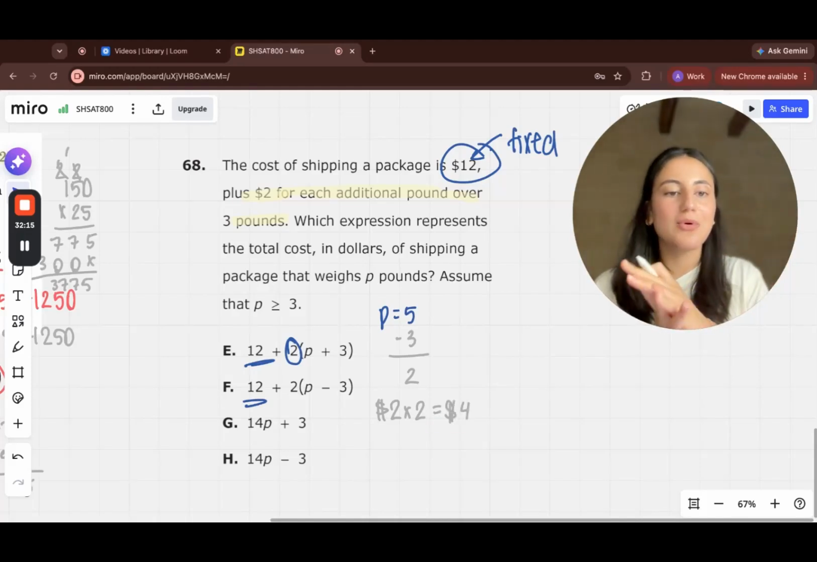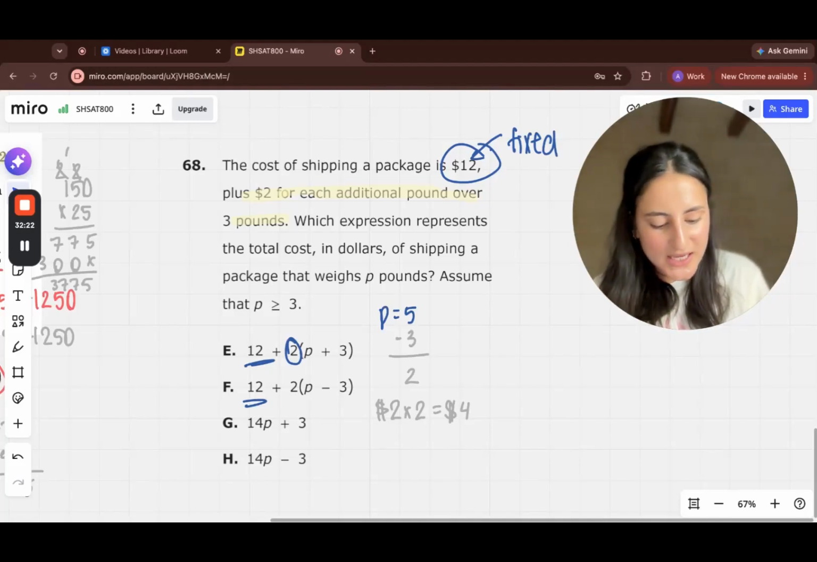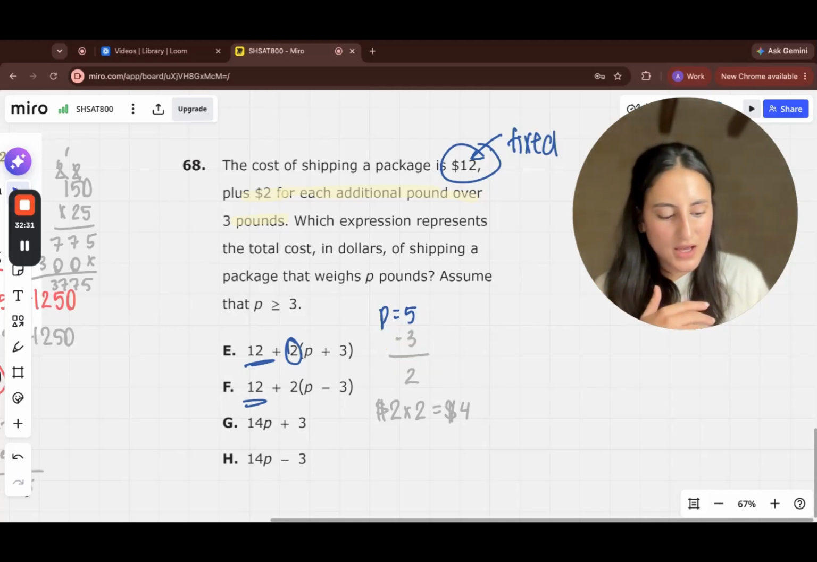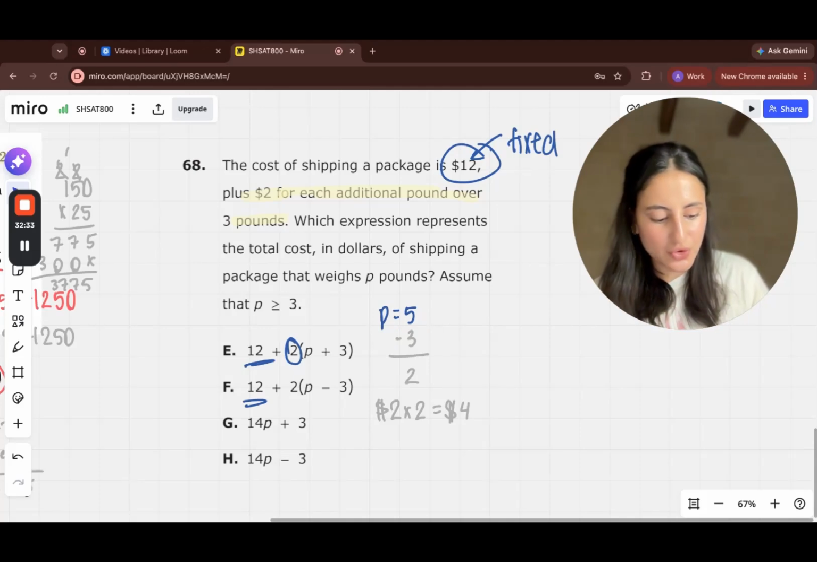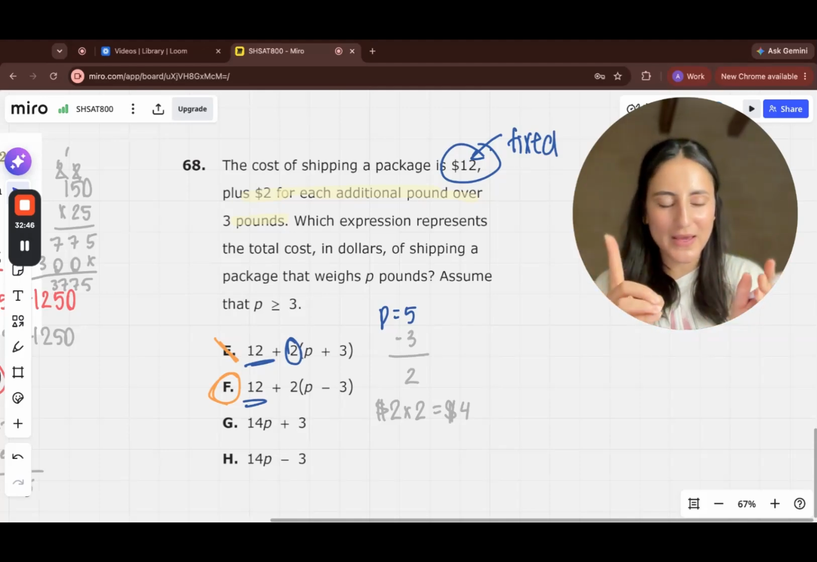Anyways, that's not the point, it's how much they're charging more. That's not the question. It's asking us to pick the expression. So in this case, what we just did is we had to subtract 3 over here. You can see we had to subtract 3 from 5 in order to identify the amount that we multiply by 2, which means that E is not the correct answer because we're not adding 3 pounds to the amount. That means that F is correct because we have to subtract 3, so that way we don't charge $2 for those first initial 3 pounds, if that makes sense.